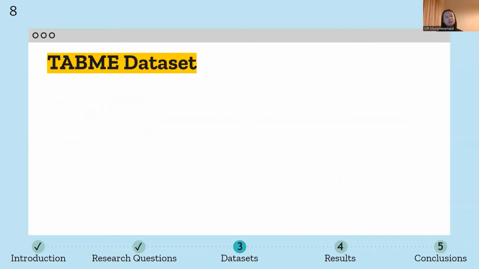Since we could not find a large enough public dataset for training and testing our model, we generated a dataset called TABME, which stands for Tab This Folder of Documents. The dataset contains documents randomly merged into folders.